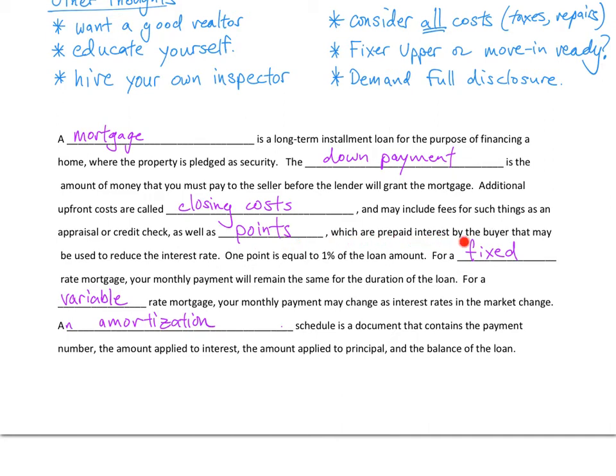Points are prepaid interest by the buyer that may be used to reduce the interest rate. 1 point is equal to 1% of the loan amount. For a fixed rate mortgage, your monthly payment will remain the same for the duration of the loan. For a variable rate mortgage, I don't think this will shock anybody, your monthly payment may change as interest rates in the market change. An amortization table schedule is a document that contains the payment number, the amount applied to the interest and principal, and the balance of the loan.